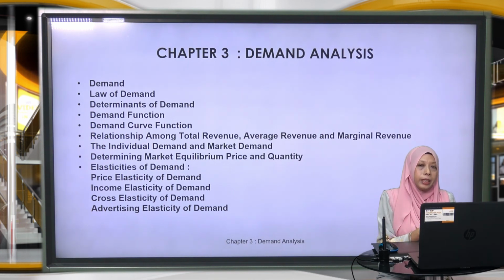In the next lecture we're going to concentrate on the concept of elasticities of demand. These concepts are very useful for managers to understand their customers better. We're going to look at price elasticity of demand, income elasticity of demand, cross elasticity of demand, and finally advertising elasticity of demand. So for the next lecture we're going to look at these four different concepts of elasticity.